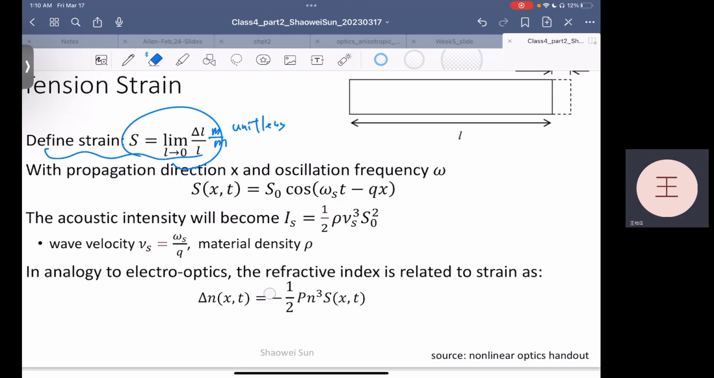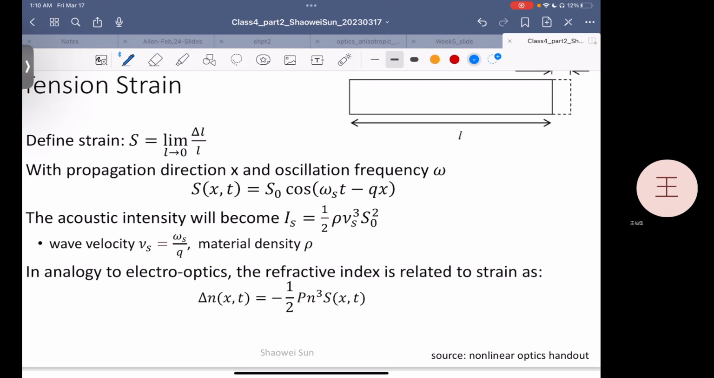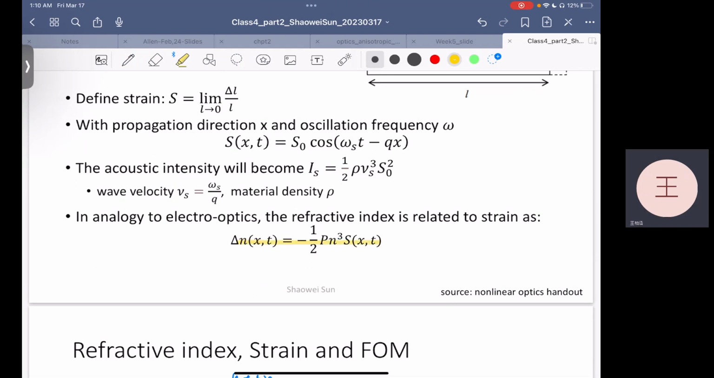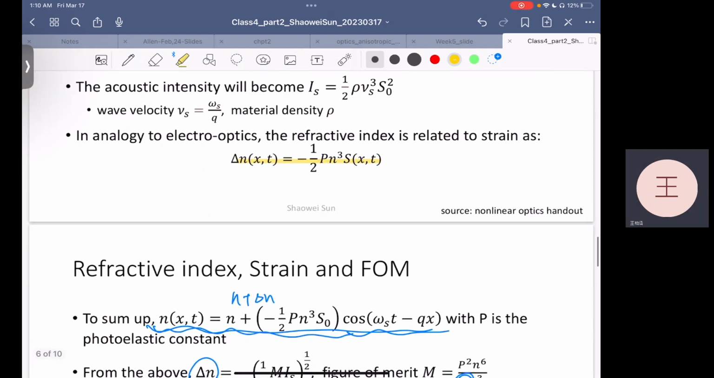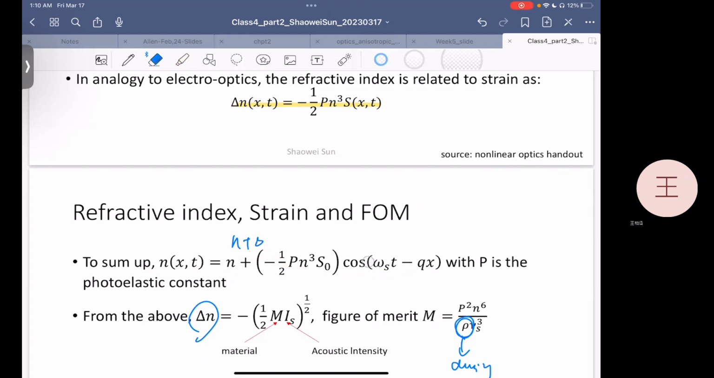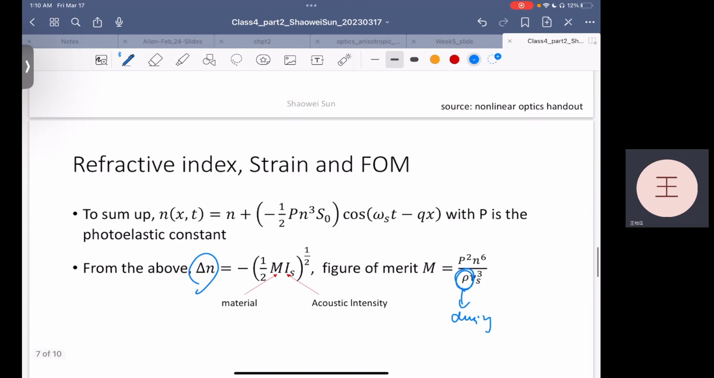So just take electro-optics into consideration. You may find a refractive index is related to strain in this kind of form. So to sum up, you may express the refractive index according to x and t in this kind of form, where p is the photoelastic constant. And from the above, we may find that the delta n is equal to this, where M depends on the material, because as you can see here, rho is the density of the material.